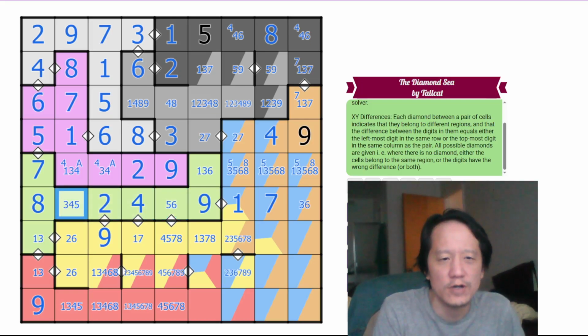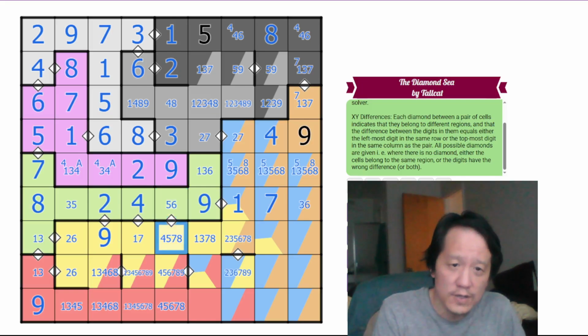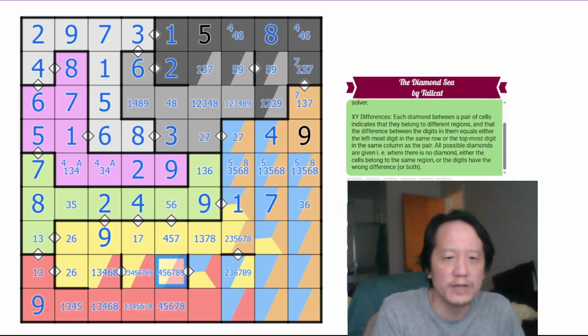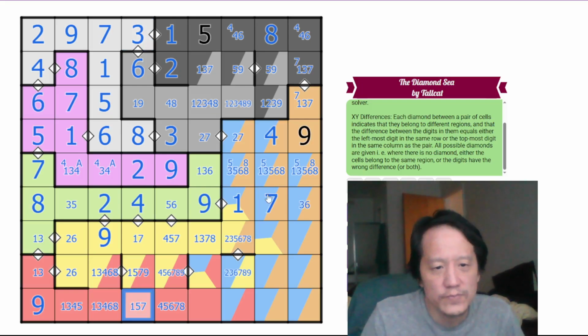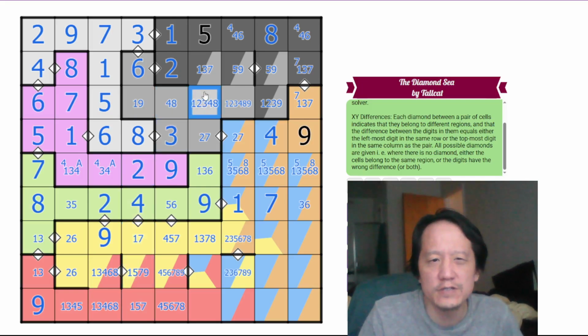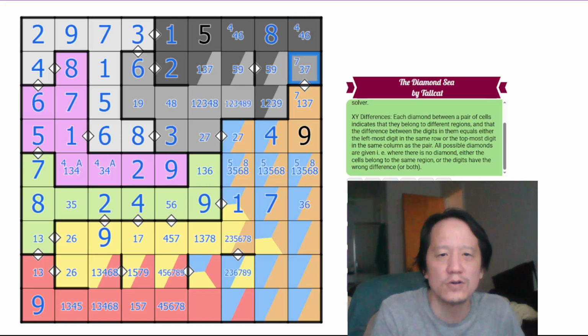This can't be 4. This can't be 4. 5 can be with 4 here. 6 can be with 5 or 7, so this can't be 8. This can't be 8 or 4 then. This can't be 2, 3, 6, 4, or 8. No, 3, 6, or 4, or 8. Okay, so this is 1 or 9, 4, or 8. This one means this can never be 1 here.